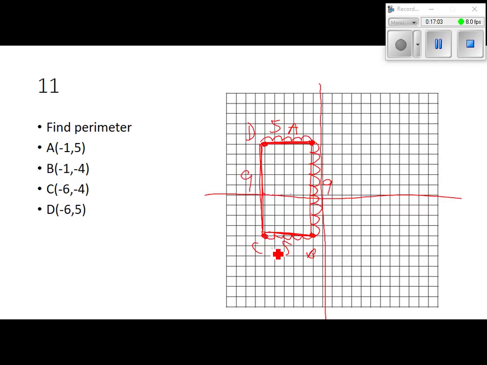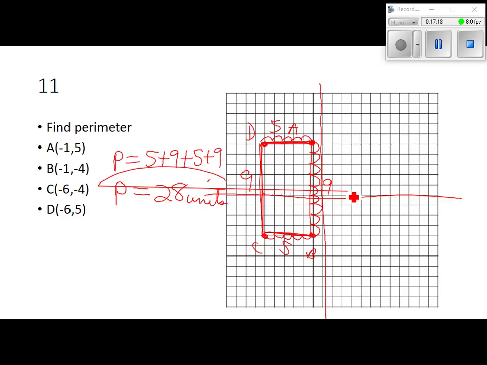And to find the perimeter, all we want to do is add all those up. So the perimeter equals 5 plus 9 plus 5 plus 9. We add all those up and you get 28 units. Perimeter is always just in regular units.